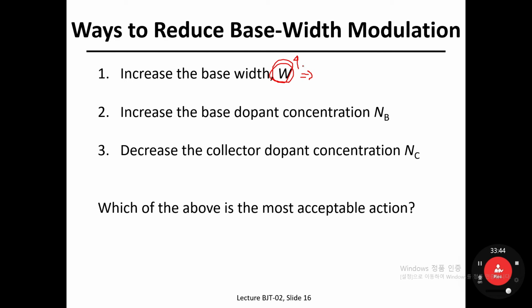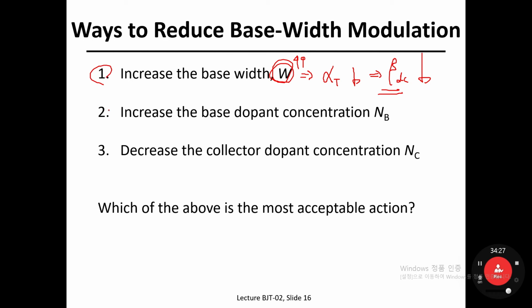If your W is very wide, then your alpha sub T, what is this? Yeah, base transfer factor, right? The injected holes should go through the very long, wide base, which is bad news because the holes would recombine with electrons in the n-type base region. So this alpha sub T would be degraded. So in the end, your beta DC, common emitter DC current gain, would be hurt a lot. This is bad news. You would like to avoid base width modulation, but your DC gain would be hurt a lot. So there is a trade-off.